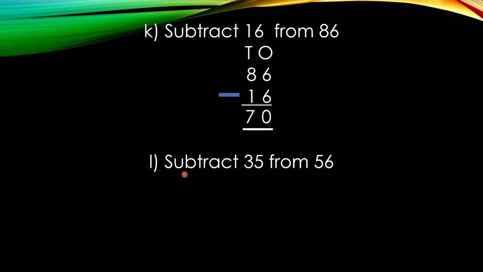Now in part L, subtract 35 from 56. So again we will write places, ones and tens. Then we will write 56 first of all, then under it we will write 35. Now we have to put the sign of minus. So we will start from our ones place. Keep 6 in your mind and 5 on your fingers. Now start backward counting: 5, 4, 3, 2, 1.